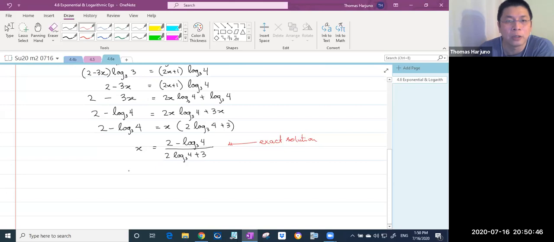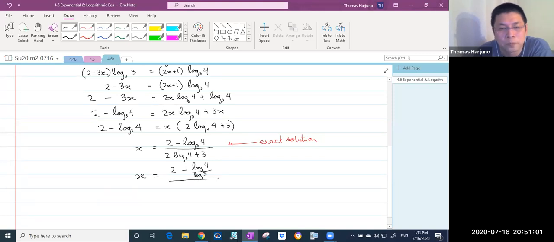Now, let's see. Suppose I want to compute this. I need to do change of base first. Log 4 over log 3, over log 16, the 2 to the 4, you bring the 2 to the front, I mean to the exponent, right? You bring this 2 here to the exponent. That will be log 16 over log 3 plus 3.